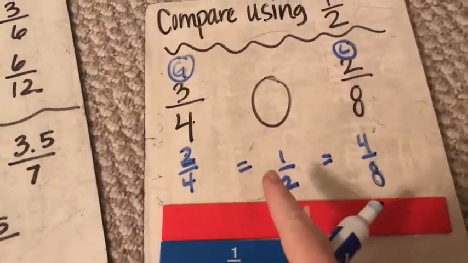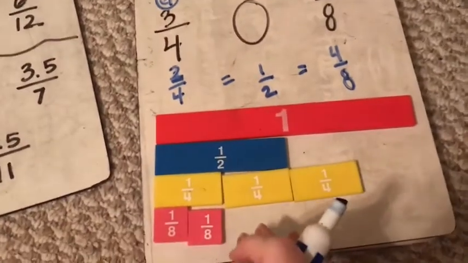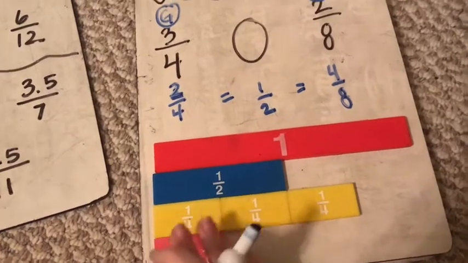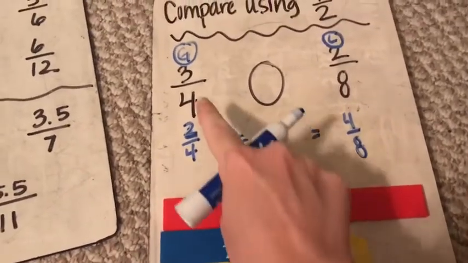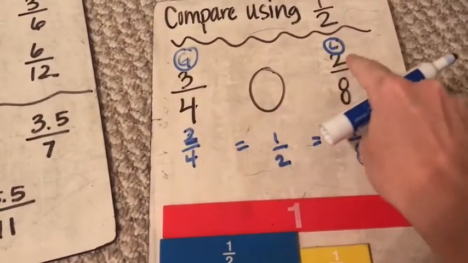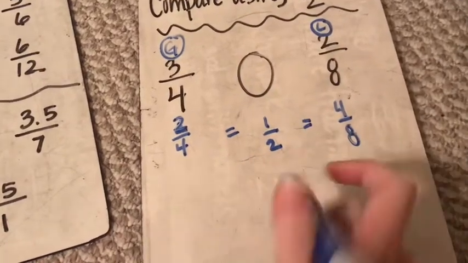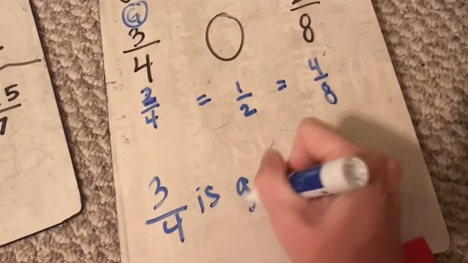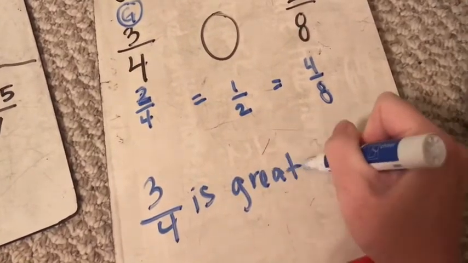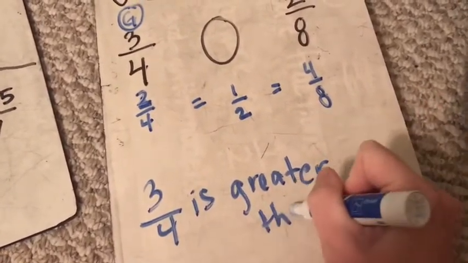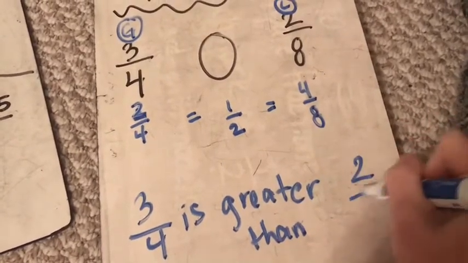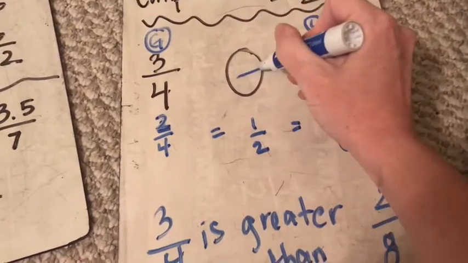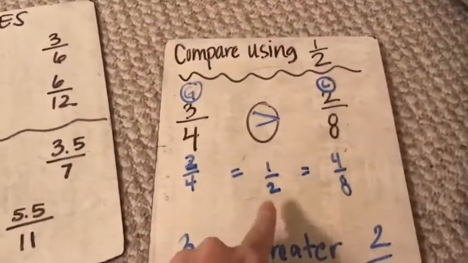So now I can see, and eventually I won't need any manipulatives to see it. I'll be able to see these models in my brain the more I practice. So I can see that 3/4 is greater than 2/8, and I can even write that. 3/4 is greater than 2/8. And I know because I reasoned about that using what I know about 1/2.